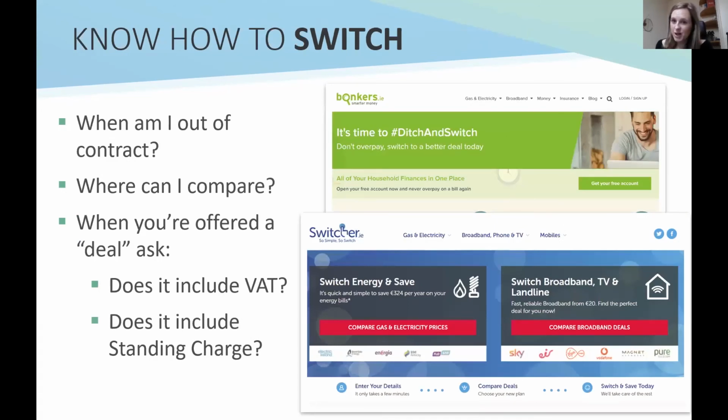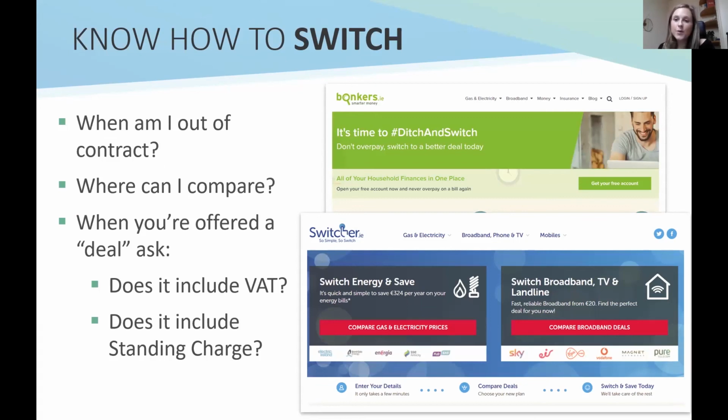In terms of shopping around or switching supplier, the most important thing to be aware of, first of all, is how long you are in your contract with your supplier. Is it 12 months? Is it 24 months? And also note when you are out of that contract.